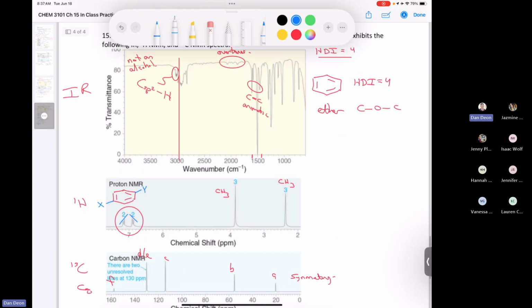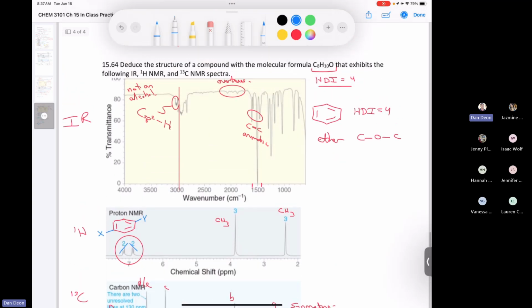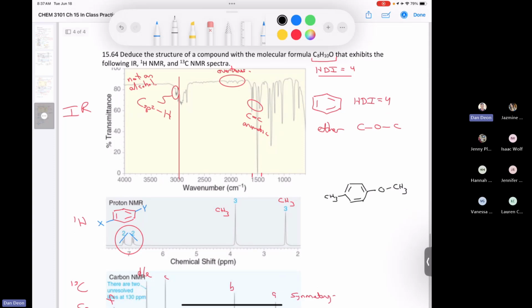So now what do we have? We have only one way to put this compound together, literally one thing. We have our aromatic ring, which looks something like this. Then we have an ether, and we have 2 methyl groups. So that means we have to have 1 methyl group here and 1 methyl group here. It's the only possible way that we could put that together. So this is called paramethyl anisole. The name is neither here nor there.